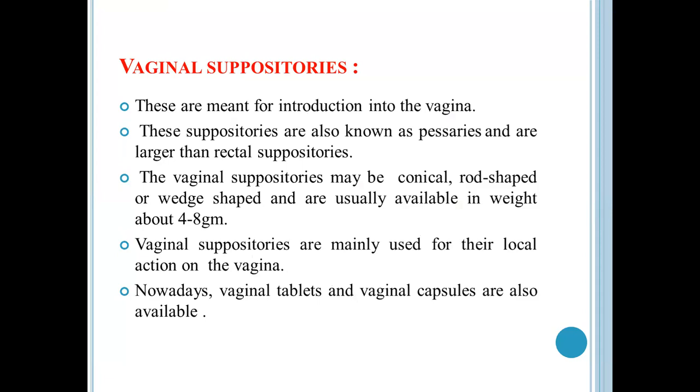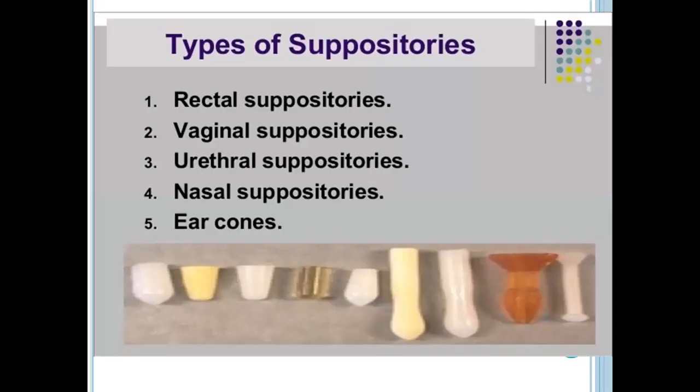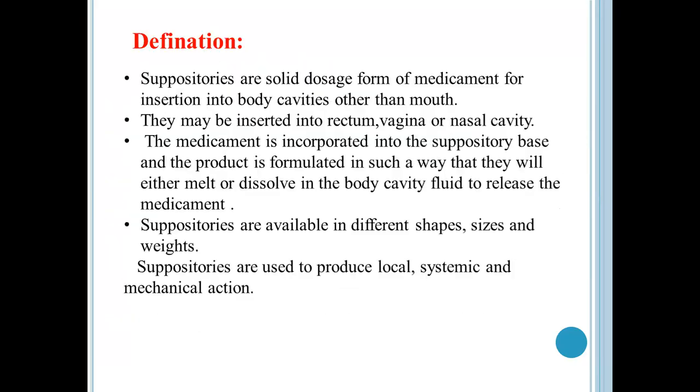Nowadays, vaginal suppositories are given in the form of vaginal tablets and vaginal capsules. So from the types of suppositories, we have to discuss in detail these vaginal suppositories in the form of pessaries. Our next point in this topical formulation is pessaries.